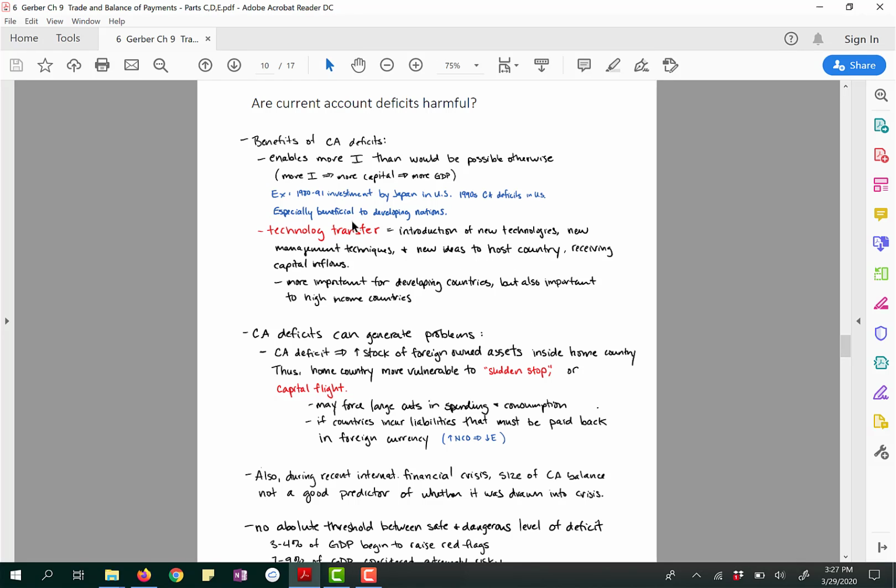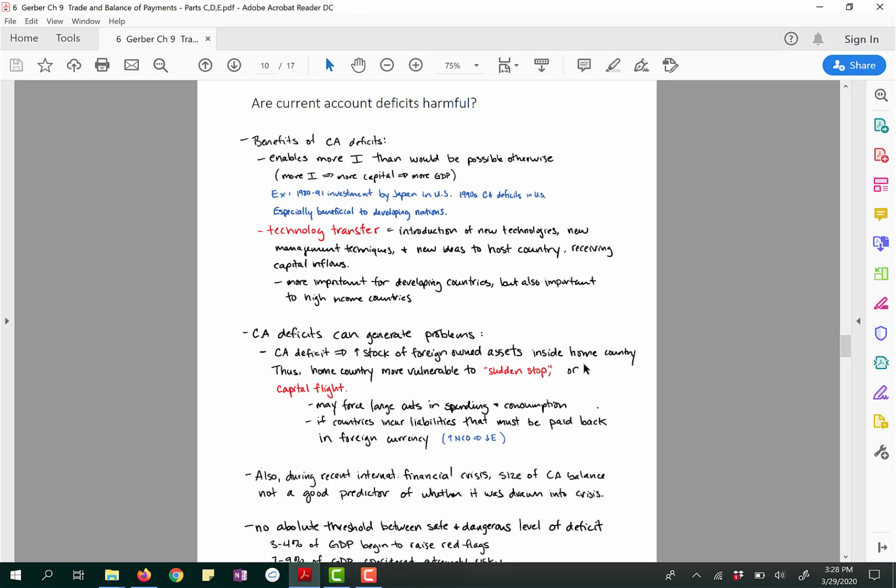Another benefit of current account deficits is technology transfer, which is the spread or the introduction of new technologies, new management techniques, and new ideas to a host country, the recipient of the capital inflows. So this is especially valuable for poor developing nations, but it's also important for high-income countries as well. So what is the downside of a current account deficit?